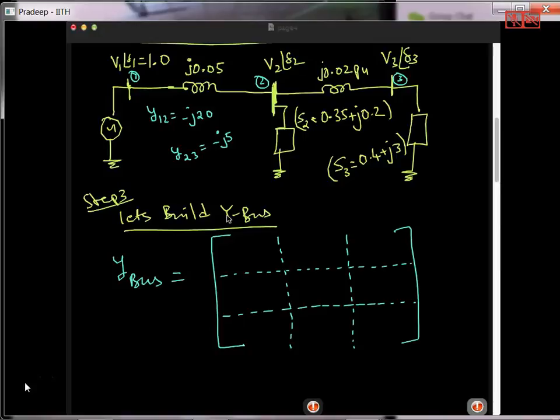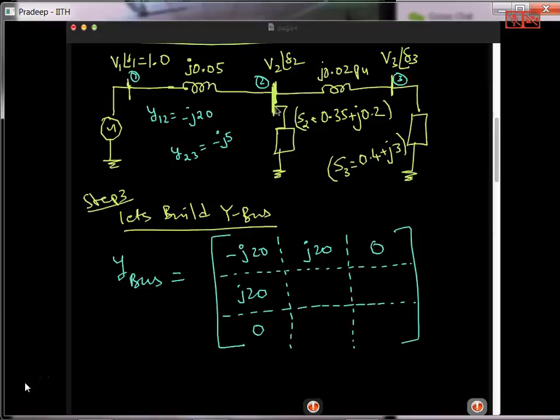Okay, so let's build the Y bus. So how do you build the Y bus? So you know this element 1 comma 2, it will be minus of this. So this will be J20. Is there any line between 1 and 3? There is no line, so this is 0. So this is J20 and this is 0. So and this element will be minus J20 because there is no direct impedance connecting one to the ground. Just ideal generator is given.